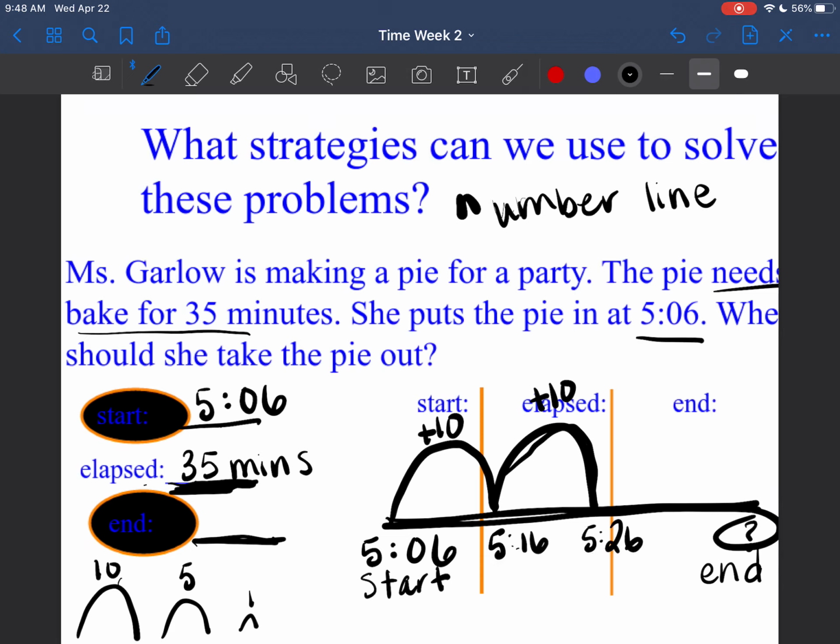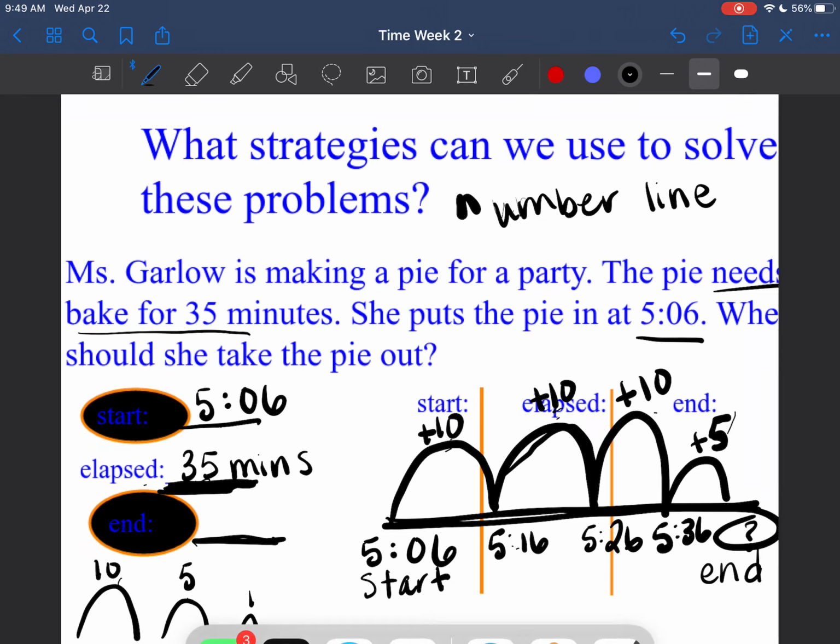I'm counting by tens. 16, 26. So far, I've jumped 10, 20 minutes, but I need to jump 35 minutes. Can I jump another 10? Yes. 5:26 plus 10 minutes is 5:36. So far, I've jumped 10, 20, 30 minutes, and I need to jump 35 minutes. So I can now jump 5 minutes, plus 5. 5:36 plus 5 minutes. 5:36, 5:37, 5:38, 5:39, 5:40, 5:41.